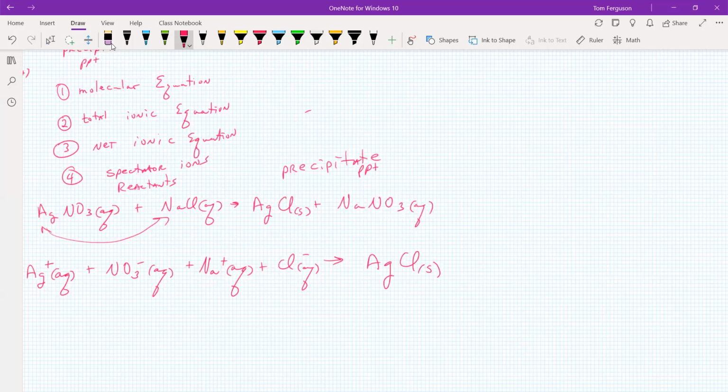Now, because it formed a solid, I'm not going to take it apart because it's a solid now. The crystal lattice force is making it a solid, really strong with silver chloride.